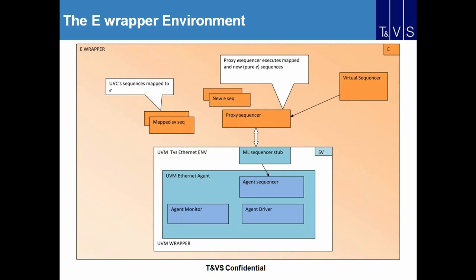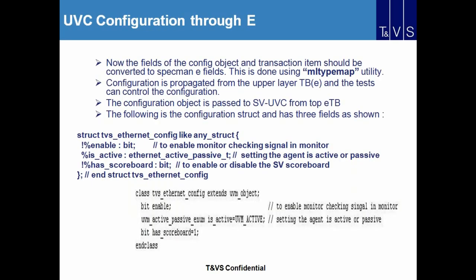So here in this E environment, we can map whatever the SystemVerilog sequence items are there. We can map them. We can add our new E sequences, which works fine, and they go well with the proxy sequencer. It's not that the existing SystemVerilog sequence items or sequences are going to pass through this proxy sequencer. We can build our own new sequences also in Specman.